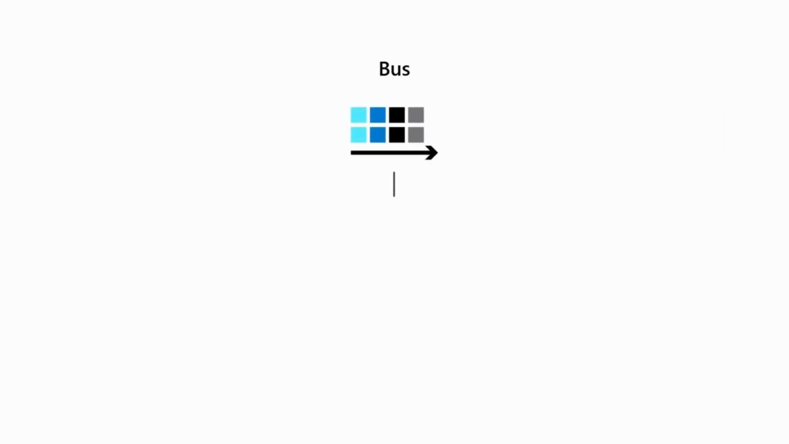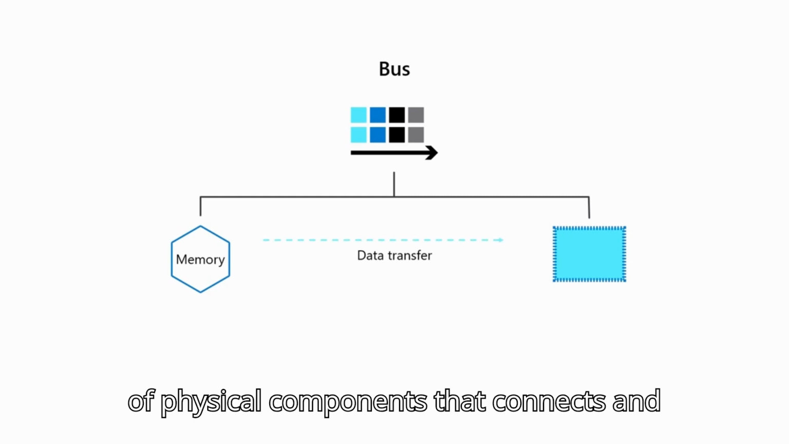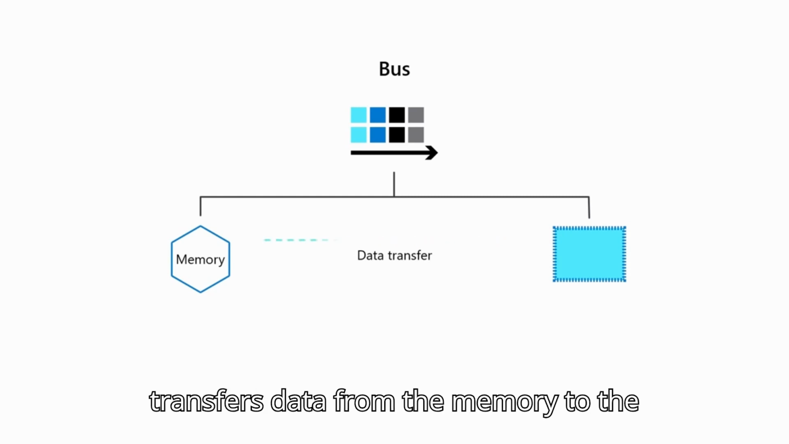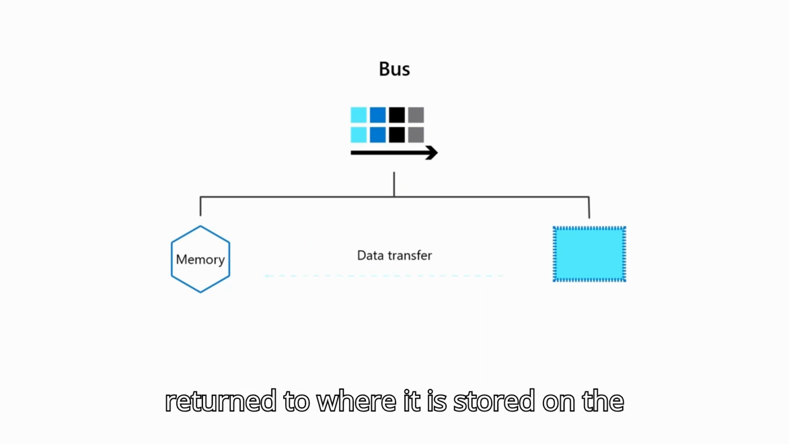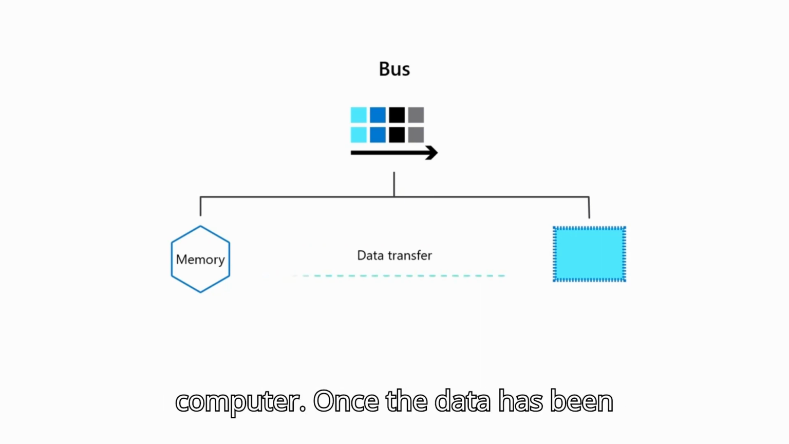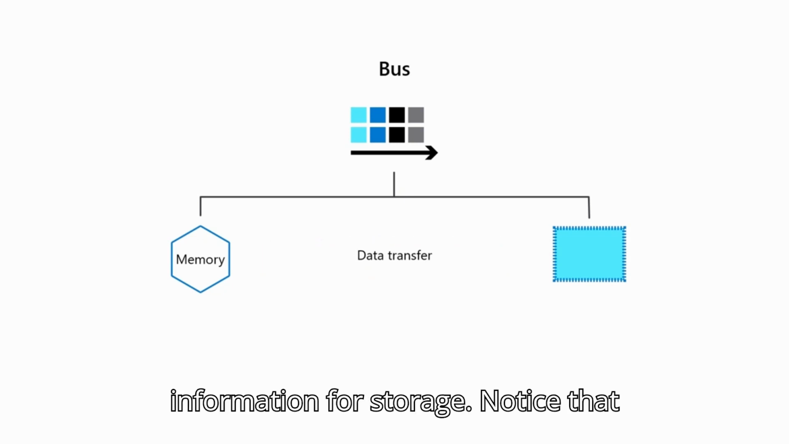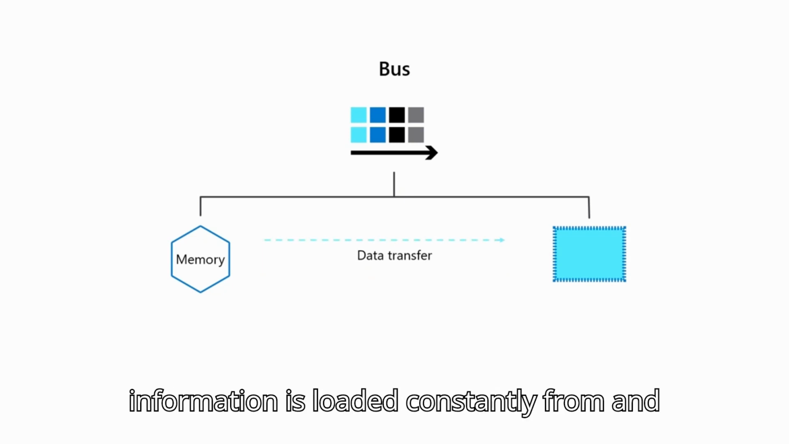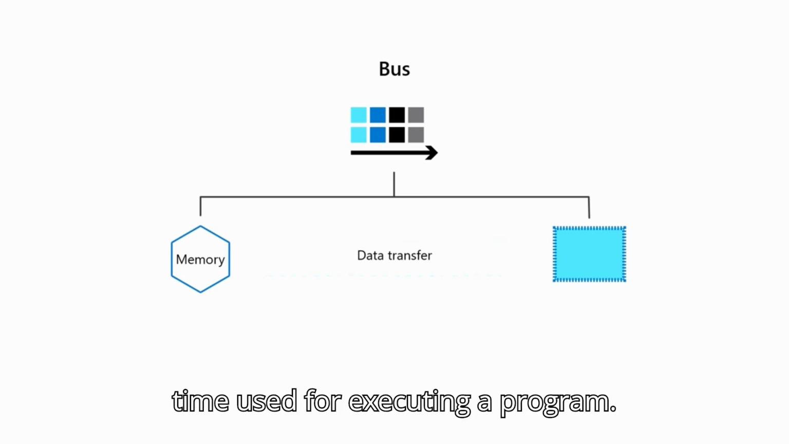Memory on a bus retrieves the information. A bus is a set of physical components that connects and transfers data from the memory to the CPU. Next, the information is returned to where it is stored on the computer. Once the data has been processed, the memory bus returns the information for storage. Notice that information is loaded constantly from and to memory. This accounts for much of the time used for executing a program.